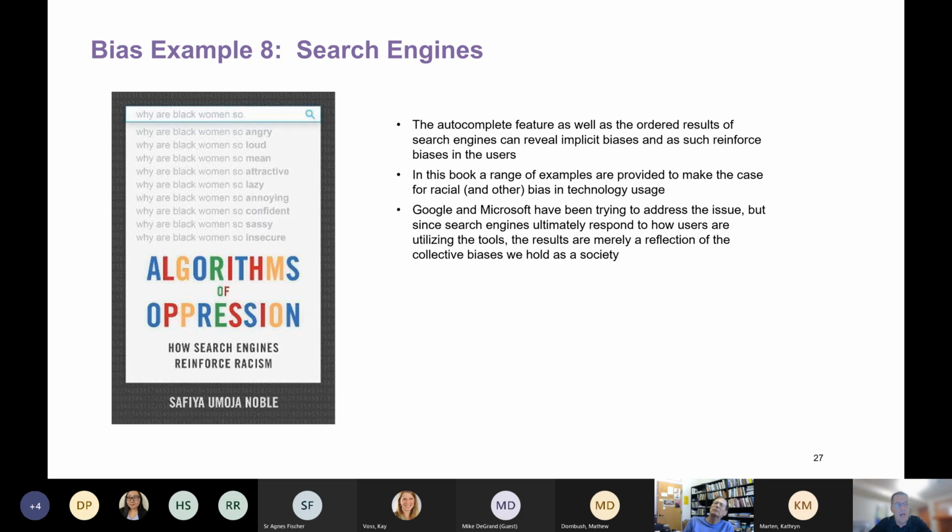So there's an entire book here, Algorithms of Oppression, that describes various examples of how search engines reinforce racism. Because let's say I am not of that opinion. I have no previous experience with a certain race or a certain country that I want to travel to, but then I enter that, and these are all the criteria that are now being presented to me. Well, that's my first impression. The bias is being formed in my brain right now through the search engine.